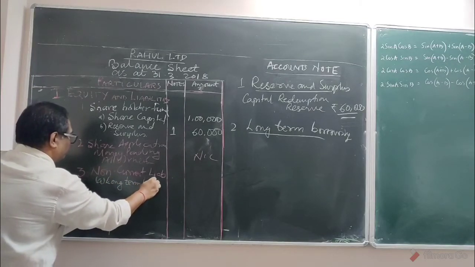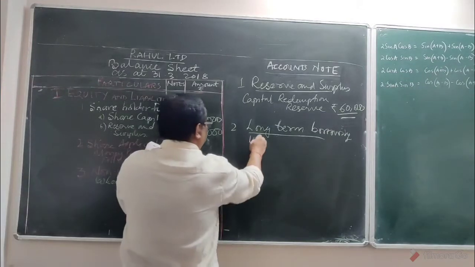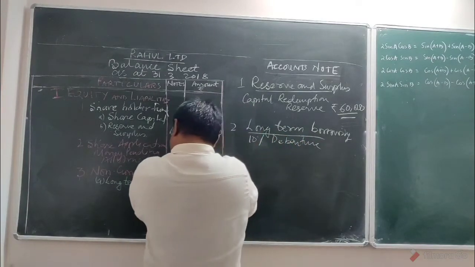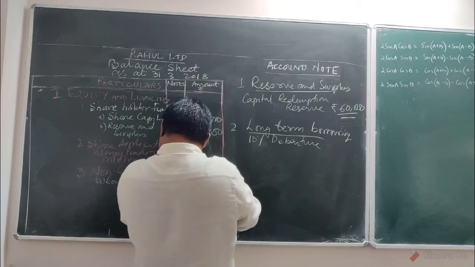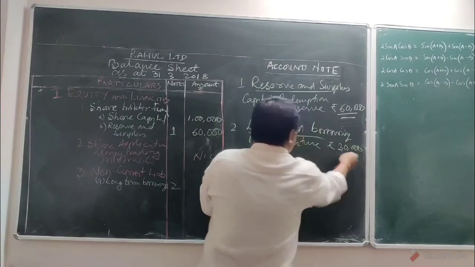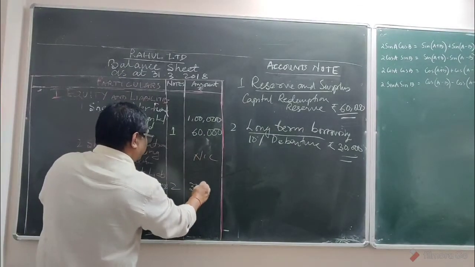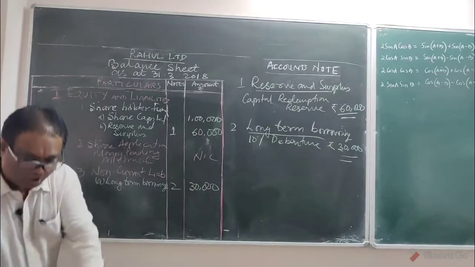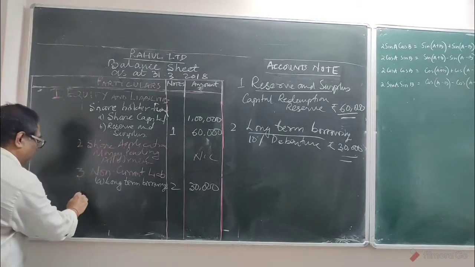This is accounts note number 2. Here we have 10% debentures, and 30,000 is given for 10% debentures. That goes under the heading long-term borrowing, 30,000. After the long-term borrowings, we have only this one item in non-current liabilities. Now next we have current liabilities.